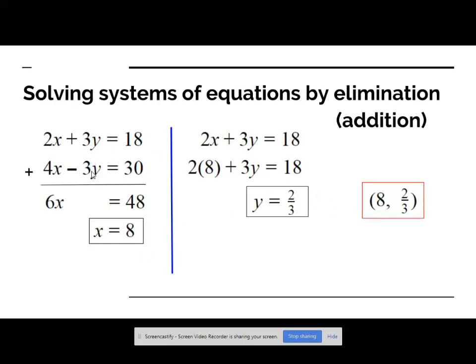This is like if you were graphing. If you graph these two equations, they would intersect. They would meet at the point (8, 2/3). That's harder to see with the graph because of the 2/3, but this is a different method for solving two equations, or really any number of equations, a system of linear equations, by adding straight down the line.